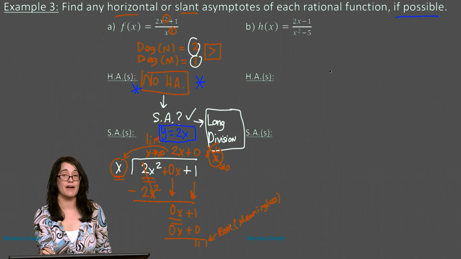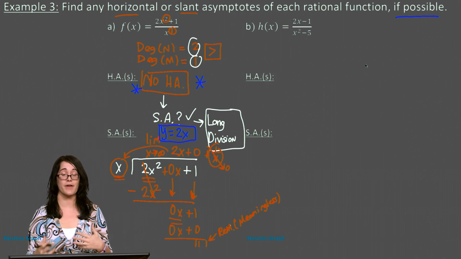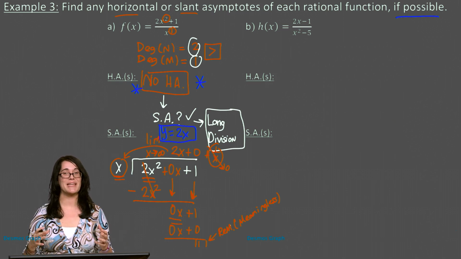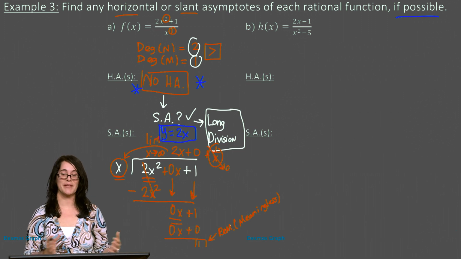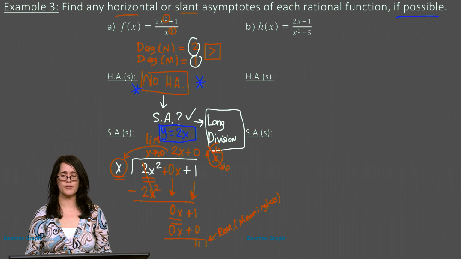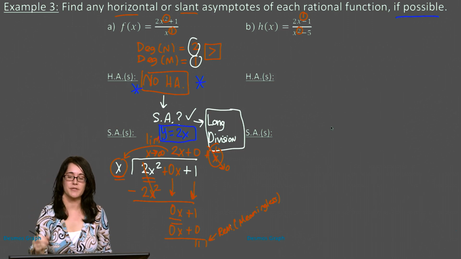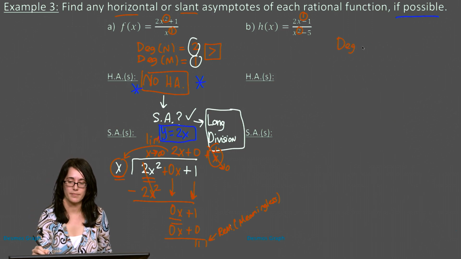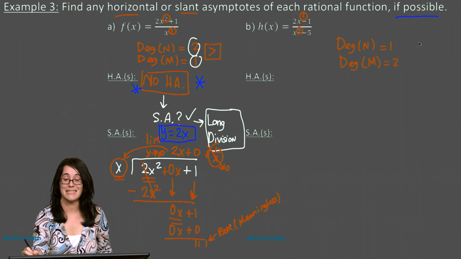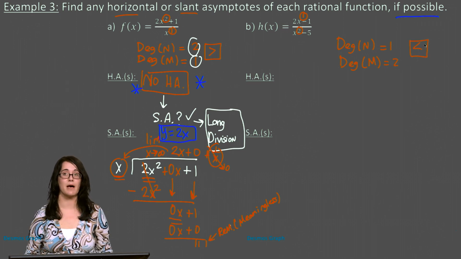All right. Now, if you're looking for any vertical asymptotes, you would begin by trying to factor and set the denominator equal to 0. But if you're looking for a horizontal or slant asymptote, you're just comparing the degrees. So looking at the degree 1 for our numerator and 2 for our denominator, the degree of the numerator is less than the degree of the denominator.